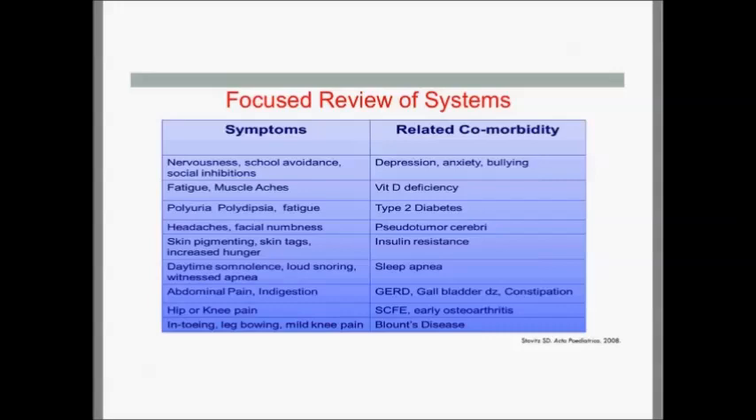Daytime somnolence, loud snoring, witnessed apnea, sleep apnea, so common in these children. Abdominal pain, indigestion, you want to think of GERD, gallbladder disease, and constipation. Hip or knee pain, think of slipped capital femoral epiphysis or early arthritis. We're seeing arthritis in these kids already.